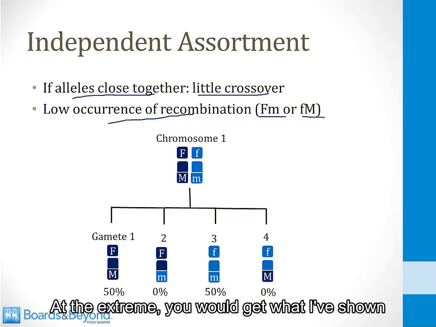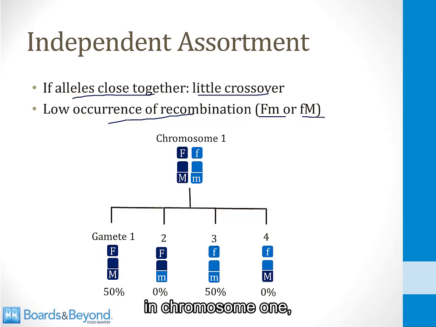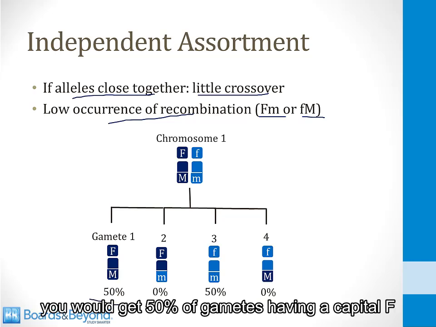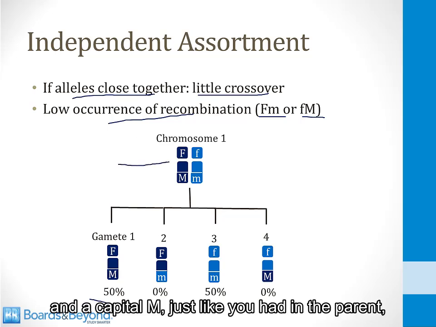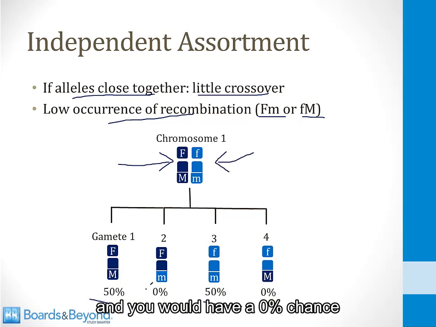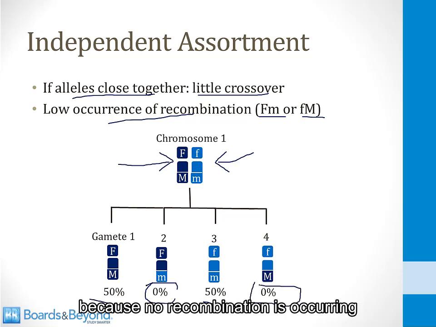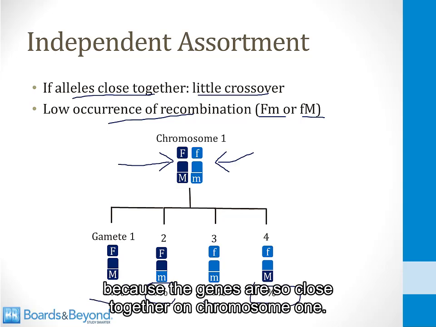At the extreme, you would get what I've shown on the screen here. If F and M genes are very, very close together on chromosome 1, you would get 50% of gametes having a capital F and a capital M, just like you had in the parent, a 50% chance of having a little f, little m, just like you had in the parent, and you would have a 0% chance of getting any of the recombinant chromosomes because no recombination is occurring because the genes are so close together on chromosome 1.